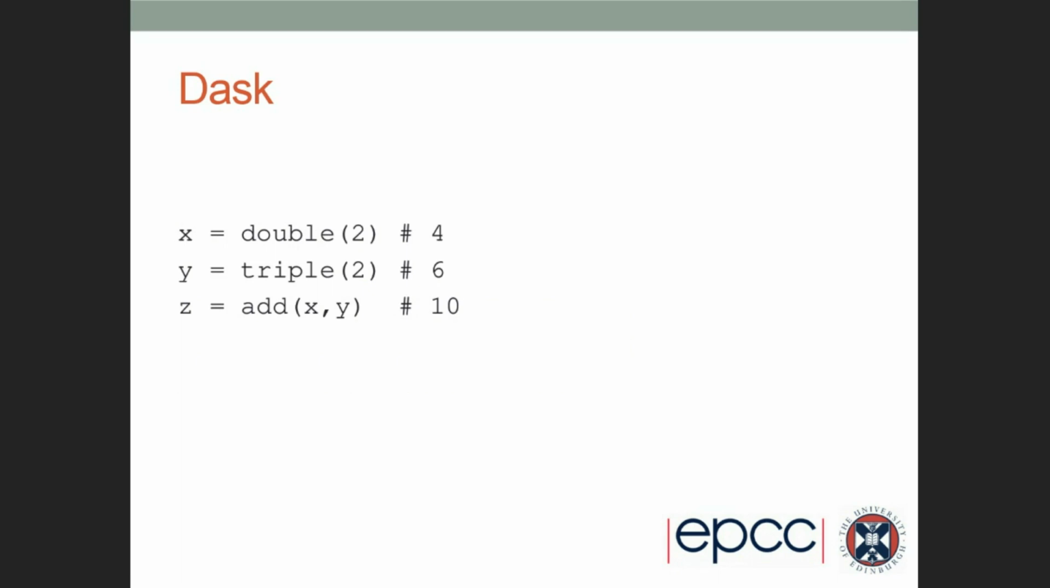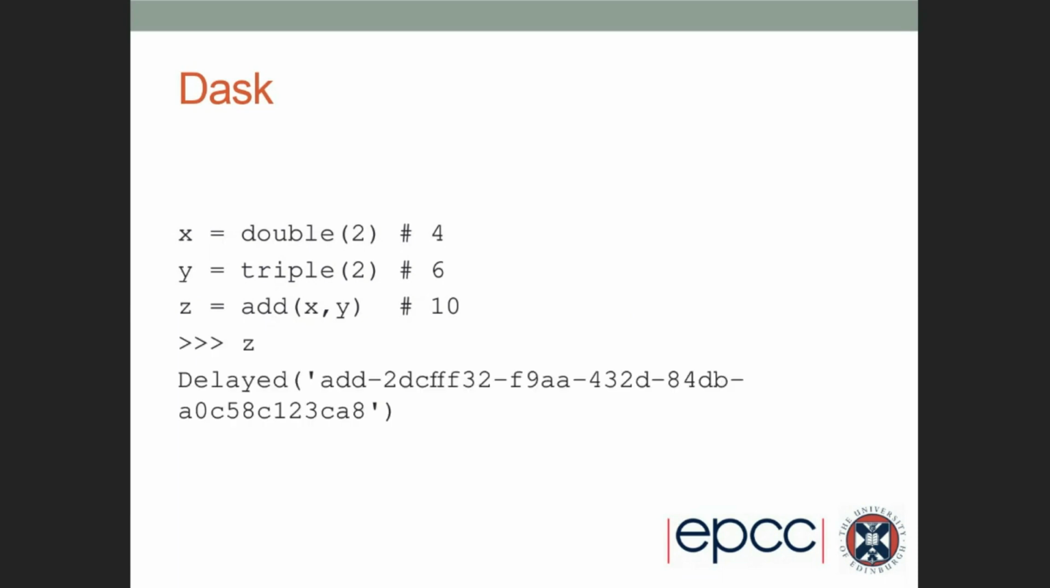So after marking these functions as delayed, we run the same thing again. We run double for x, y, and z. And then if we investigate what z is at the moment, we don't get 10 anymore. We get a delayed object. And then if we call z.compute, then we get the answer 10. So what's happening here is that, as I said before, the calculation isn't actually done when you write z equals add x and y.